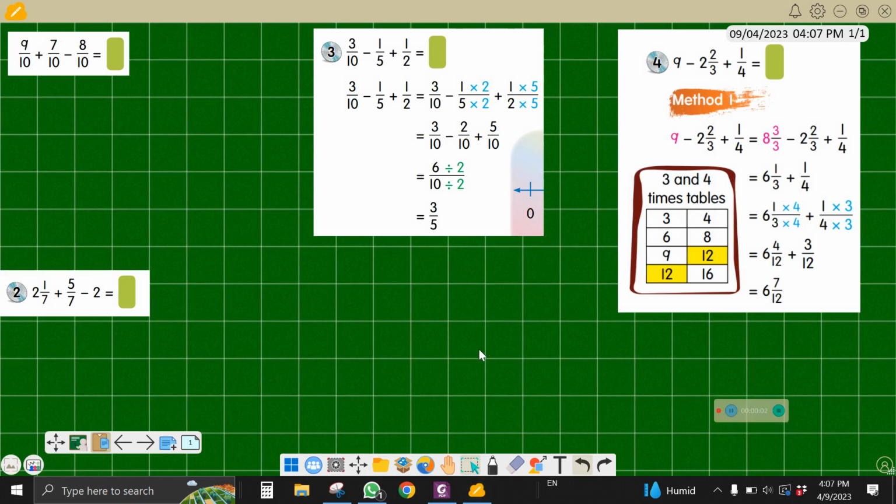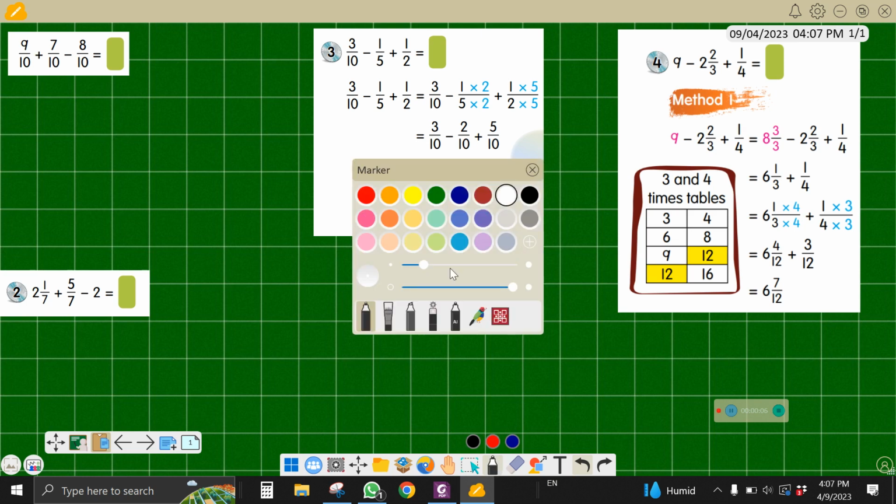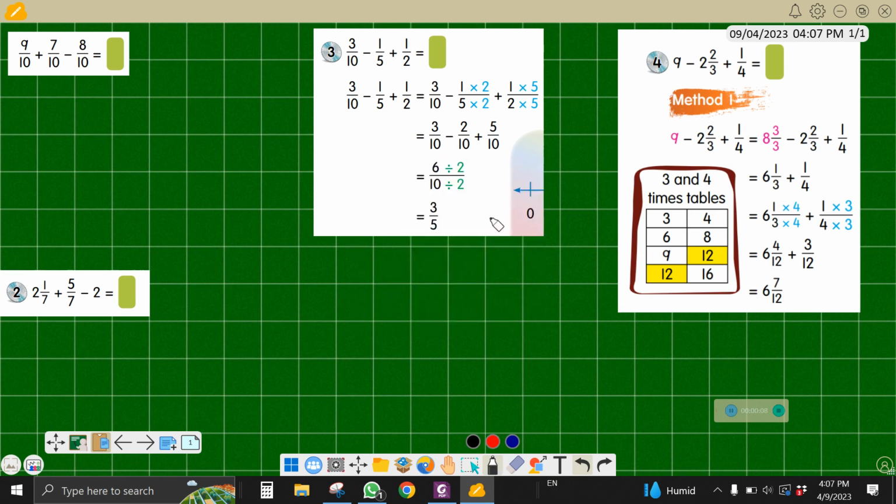Hi everyone. Okay, today we want to look at addition and subtraction in fractions. Before you plus or minus a fraction, you have to make sure that the bottom numbers are the same. You can see that all the bottom numbers, the denominators, are all 10. So you can plus and minus.